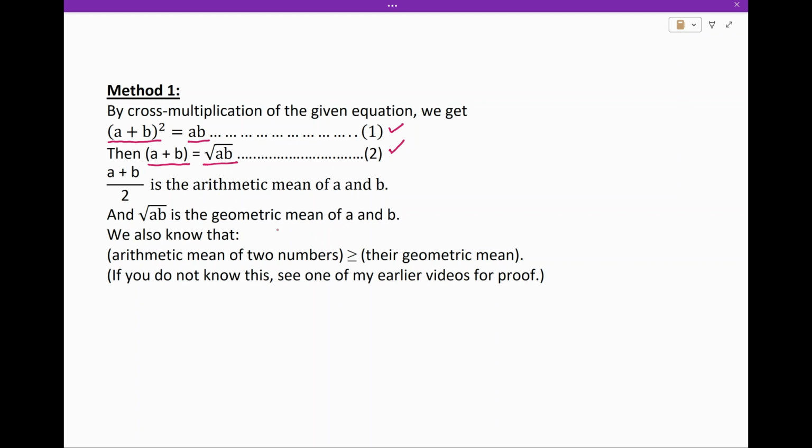We know that (a plus b) divided by 2 is the arithmetic mean of a and b, and square root of ab is the geometric mean of a and b. We also know that the arithmetic mean of two numbers is always greater than or equal to their geometric mean. If you do not know this, see one of my earlier videos for proof.